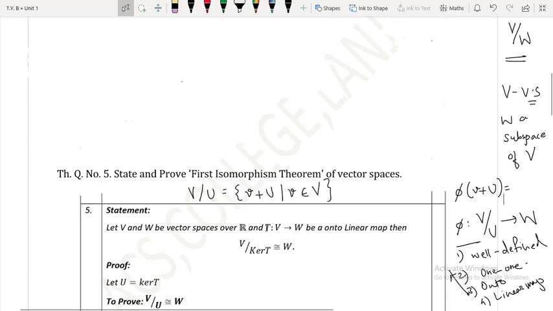How? See, this linear transformation we are already having. T is from V to W, so this small v is from the domain. If I take the image of v under T, then whatever element I get will be in W. So actually I am talking about T of v. So how am I going to define this map? Phi of v plus U is equal to T of v. Now this T of v will be in W. Since we have defined this map, now we have to show that it is well defined, right?